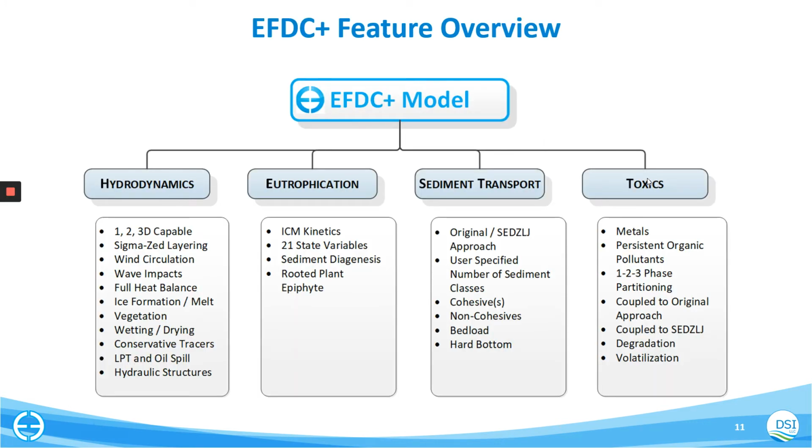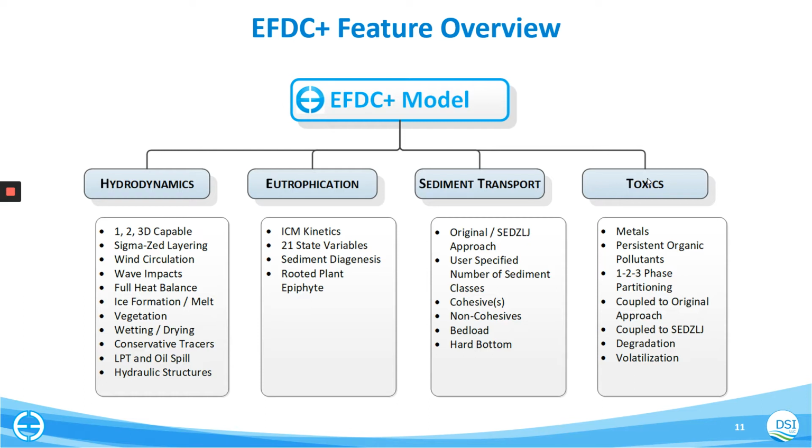So this is a feature overview, and EFDC Plus has more features than a regular EFDC. It can do 1, 2, and 3-dimensional simulations, with cable and sigma-Z layering, where the different layers can have different numbers of cells. It can simulate wind circulation, temperature, a full heat balance that can help you simulate the temperature of the water. The temperature of the water can affect the ice formation and ice melt. It simulates the vegetation that affects the transport of water, the energy loss due to vegetation, and wetting and drying of the cells that are in the periphery.